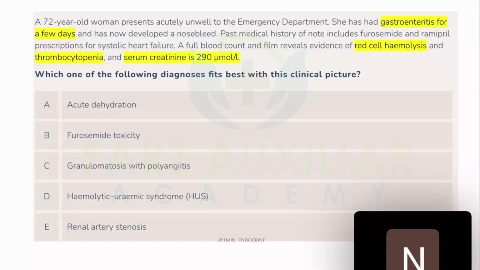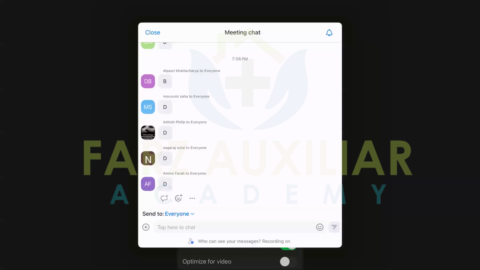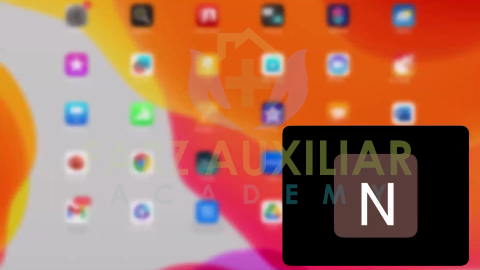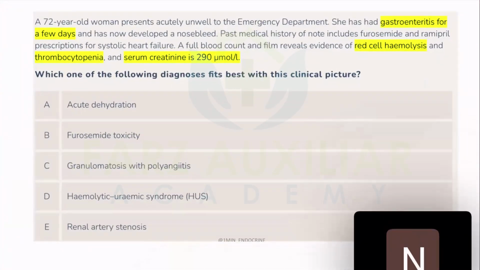So, doctor, which is the answer here? Gastroenteritis, thrombocytopenia, serum creatinine is high: hemolytic uremic syndrome. Yeah, I think everybody agrees here. I think it's a pretty straightforward question. Hemolytic uremic syndrome, once again. I think every option given here is an MRCP favorite: acute dehydration, furosemide toxicity, GPA, renal artery stenosis. This question comes again and again in MRCP.